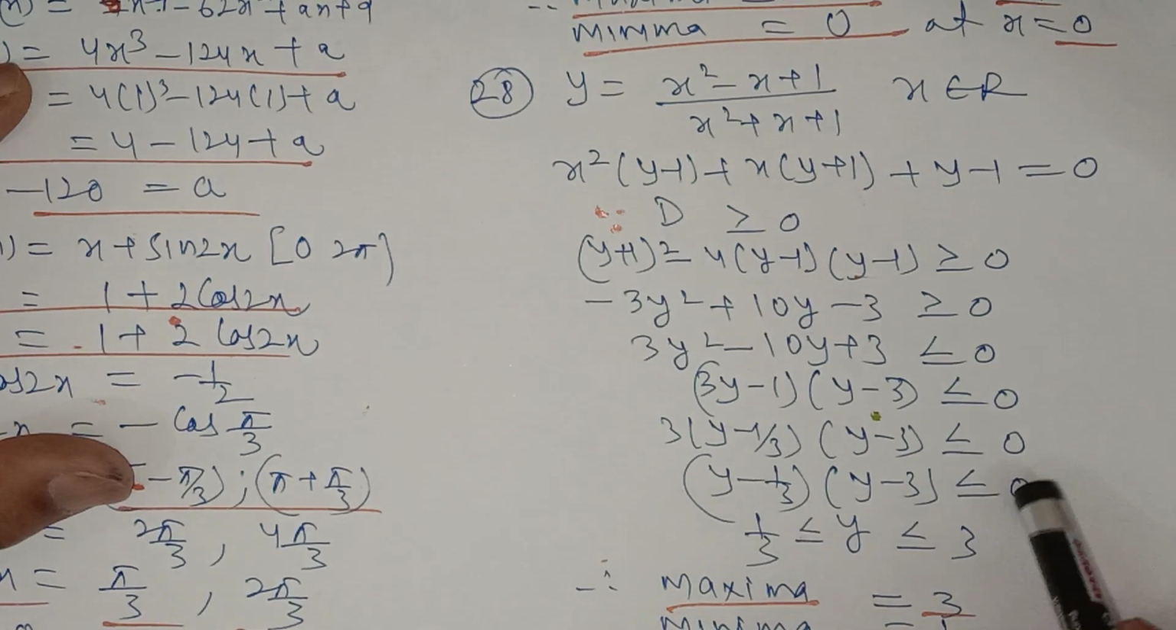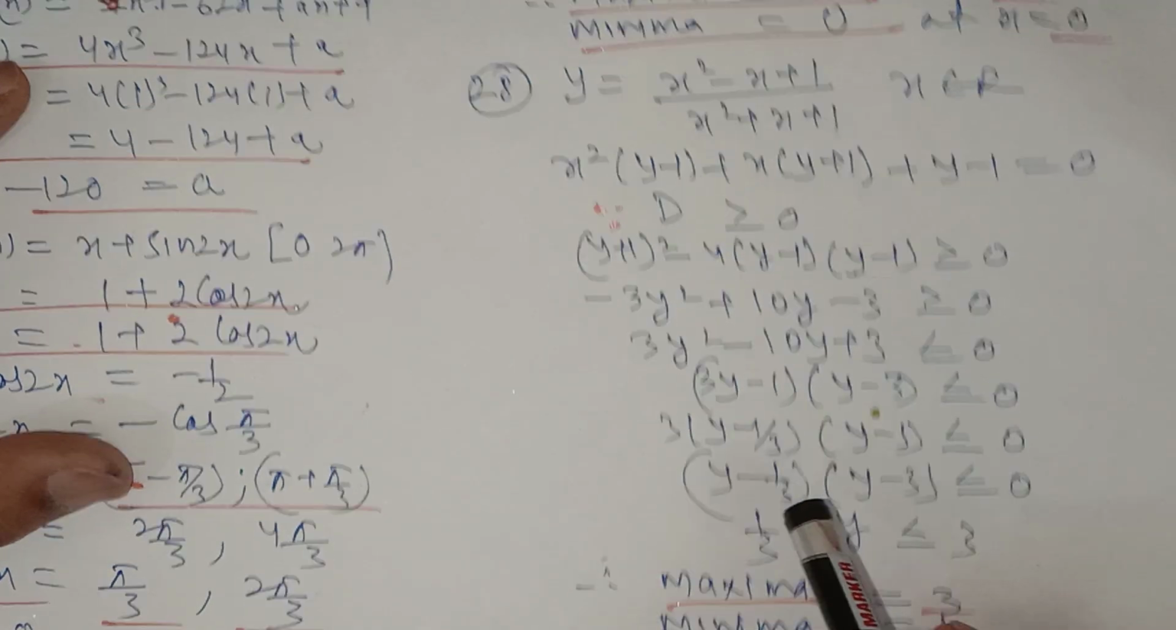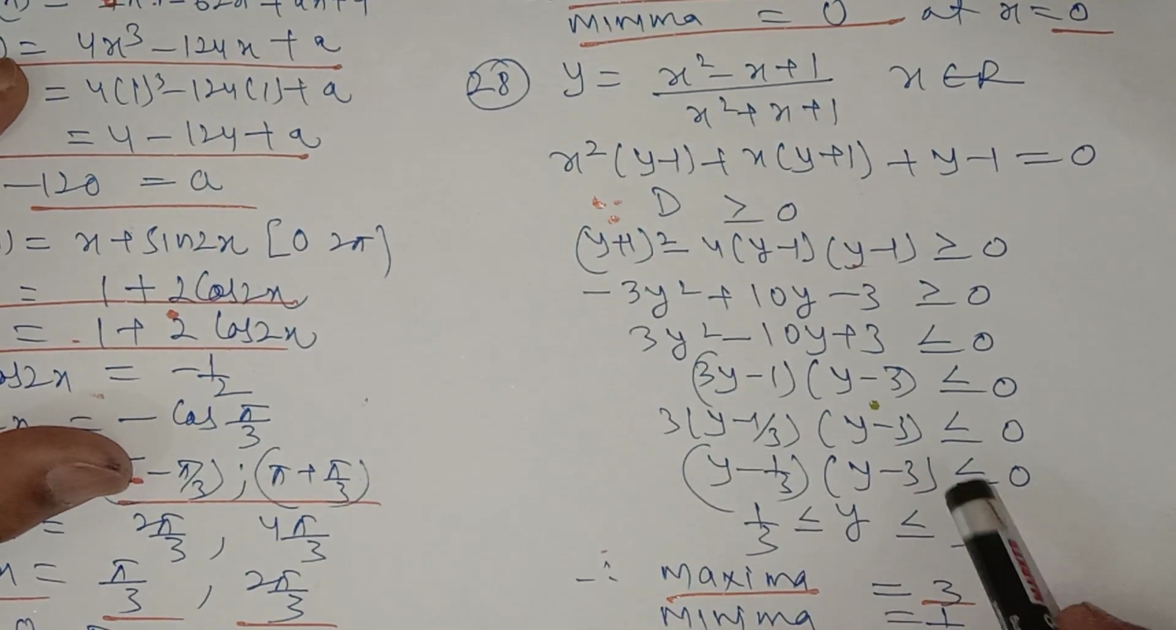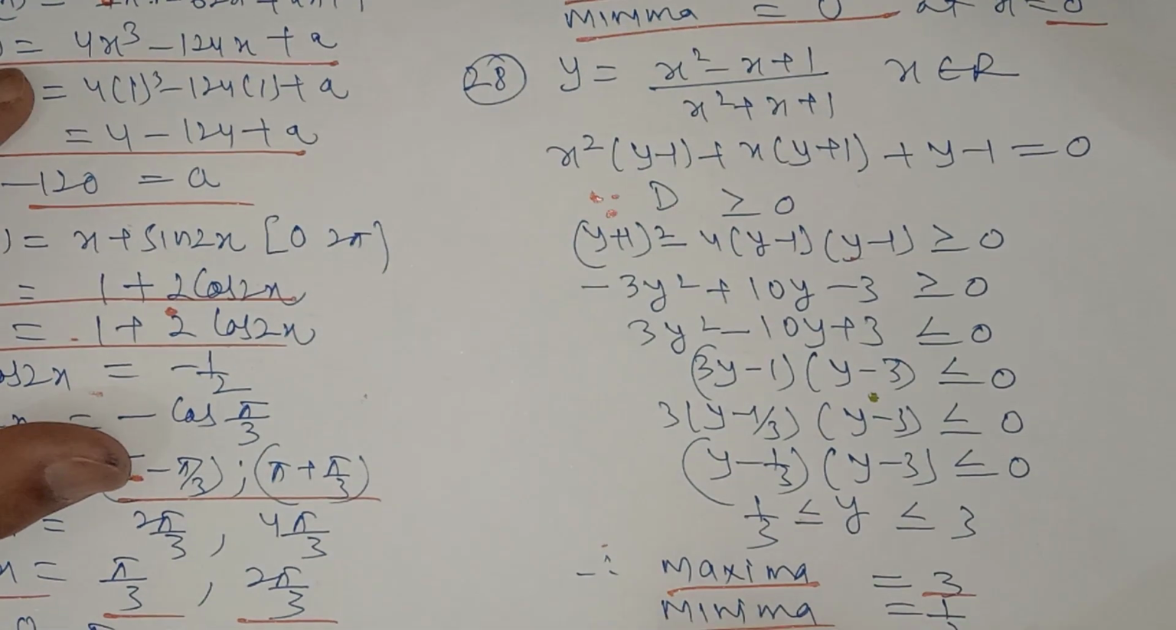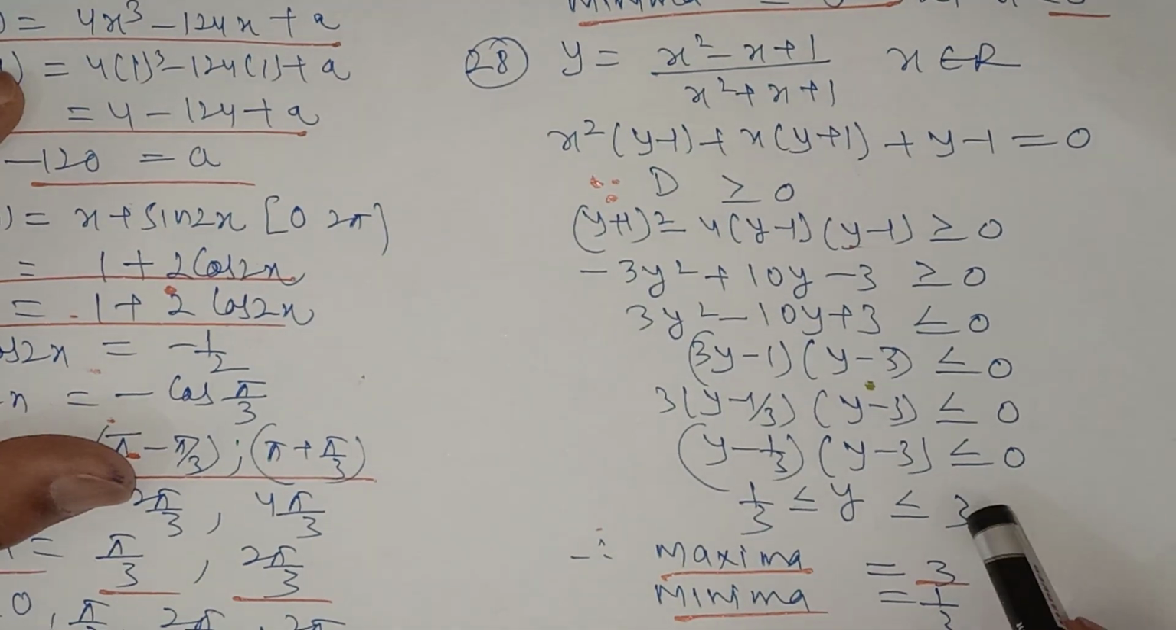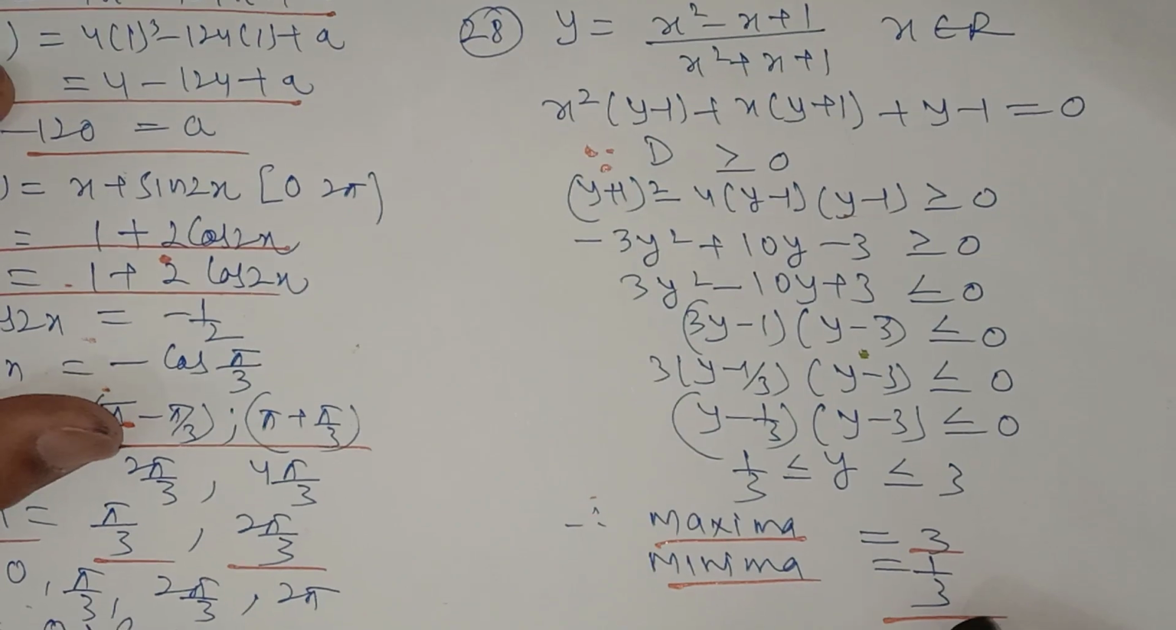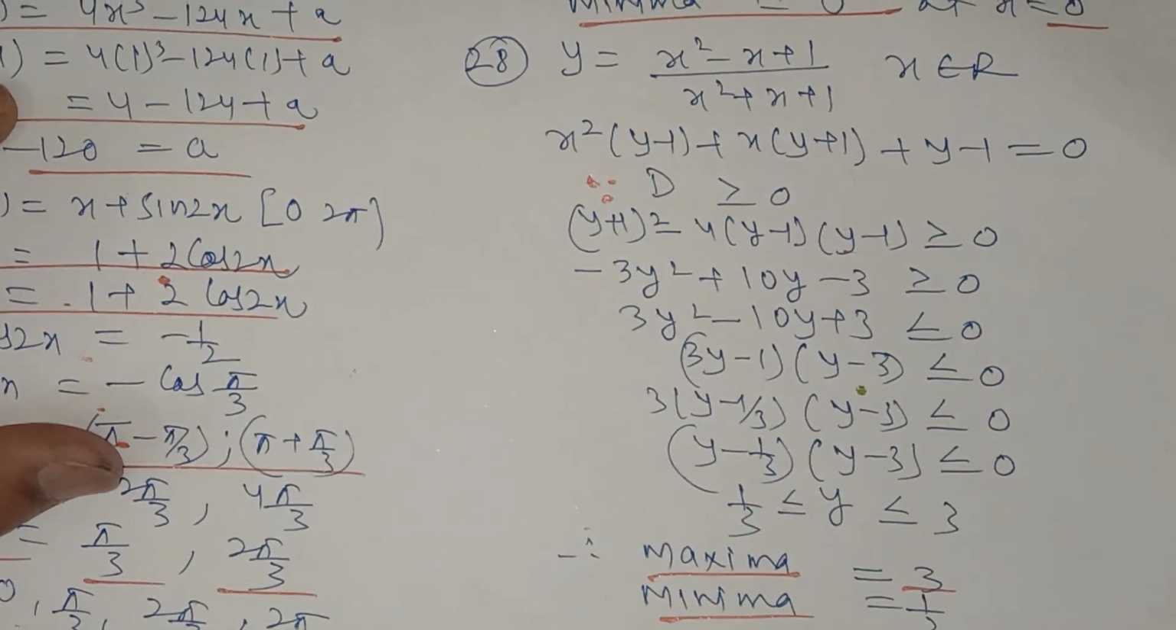Now this will be negative if the value of y is greater than or equal to 1 upon 3 and less than or equal to 3. So the maximum value is 3 and the minimum value is 1 upon 3 of the given function.